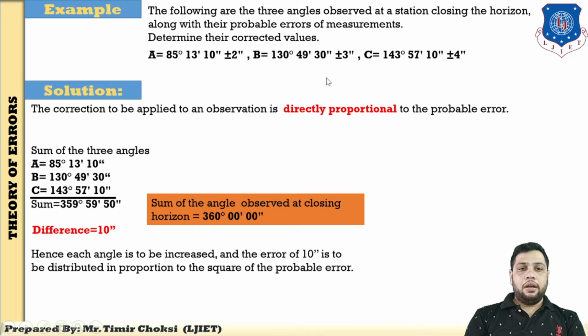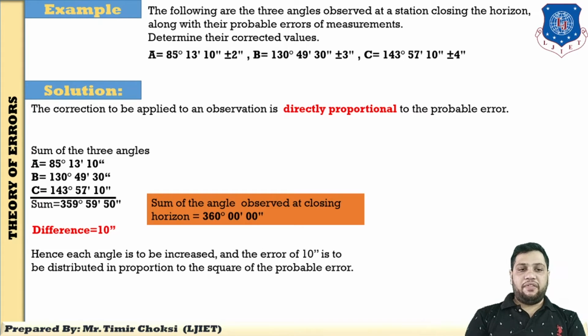Here I have already explained the probable error. I indicate it with a plus or minus sign. So here is written angle A equals 85 degrees, 30 minutes, 10 seconds plus or minus 2. Similarly, angle B is given and angle C is given.